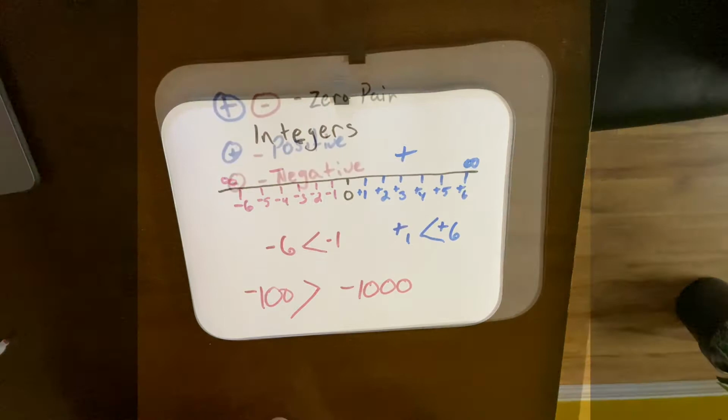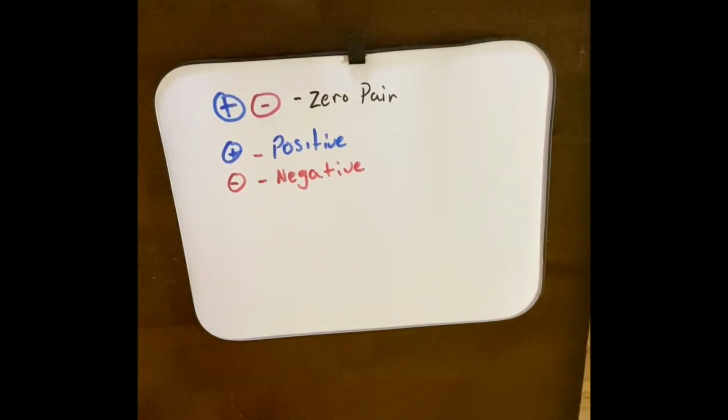All right. Now, before we get started adding and subtracting, I want to first show you this. This is a legend of things that we should know. In this case, I'm using different colors to represent the positive and the negatives. I'm using blue for positive. I'm using red for negative.